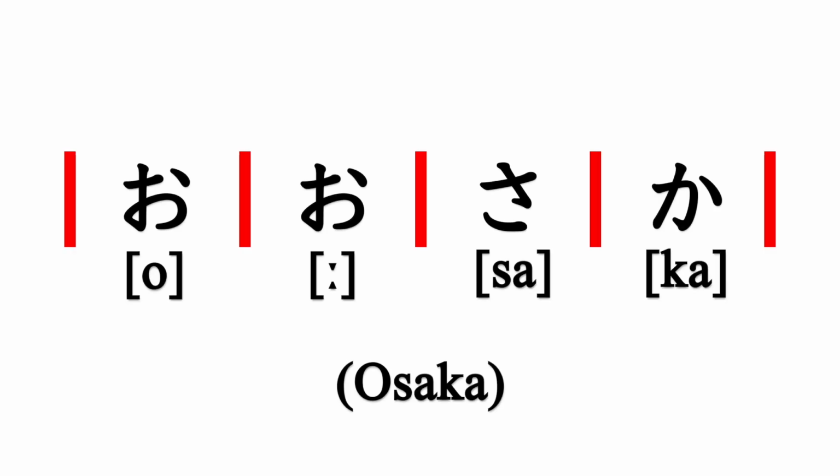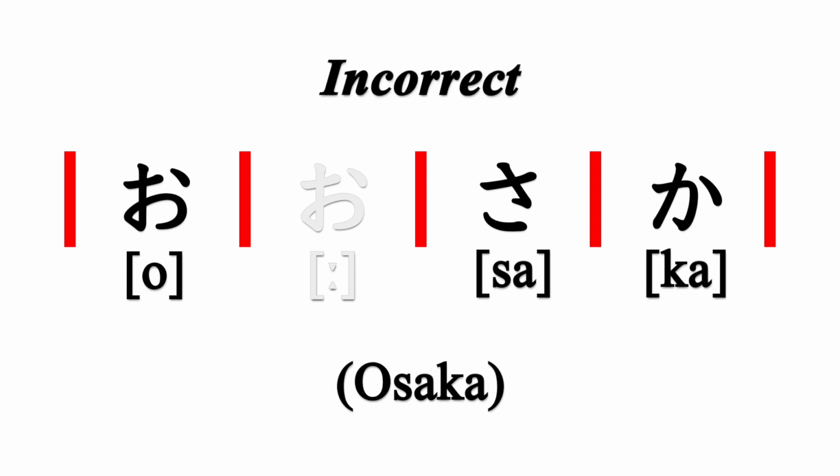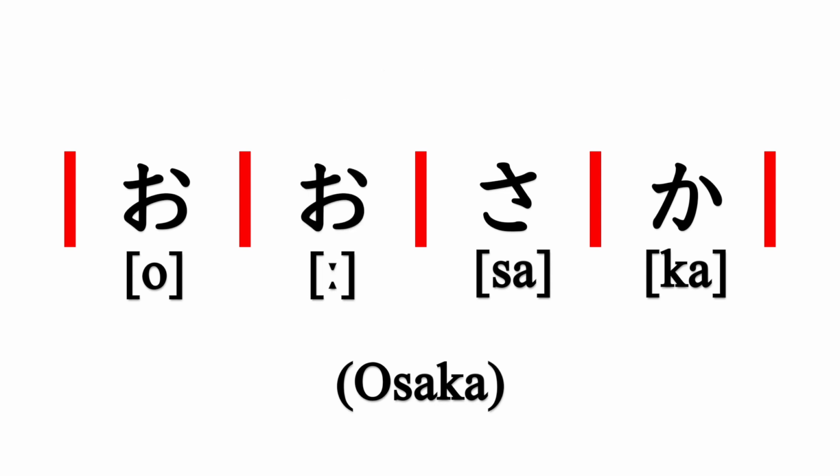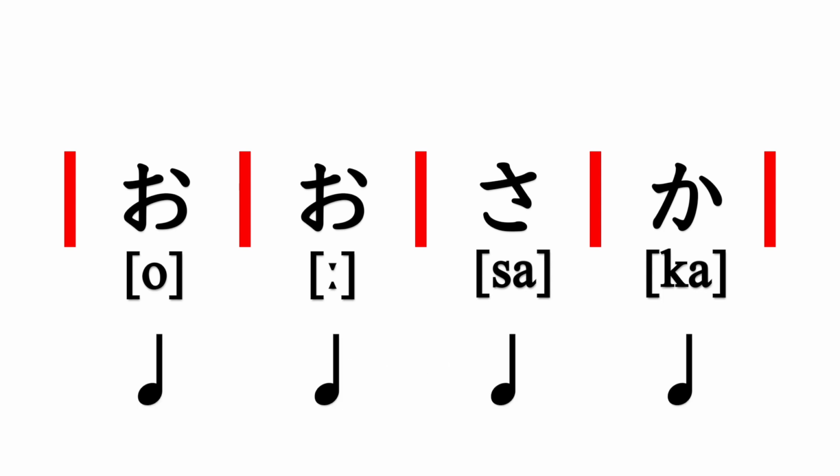Let's take a look at some of the common mistakes Japanese learners make. One of the common mistakes in pronunciation of the long vowels is that they don't pronounce them long enough. For example, the word Osaka. If you don't pronounce the long vowel for a duration of 1 mora, it sounds like Osaka. Osaka. So it's important to remember a long vowel also takes 1 mora or 1 beat to pronounce.